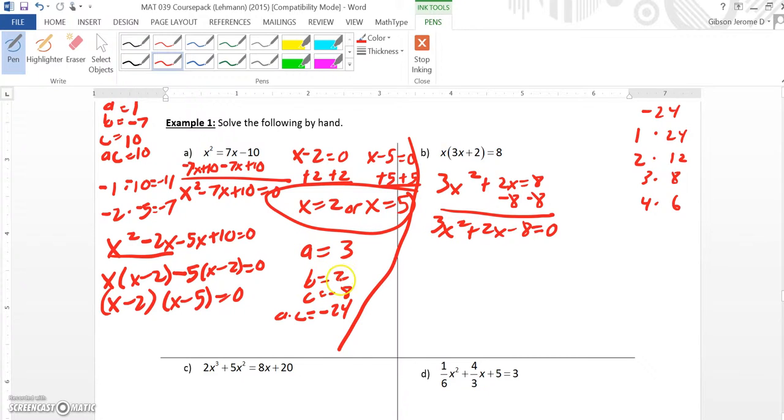Now we look at our b here. Our b is positive. So since our b is positive and we have a negative answer here, that means all of the lower numbers will be negative.